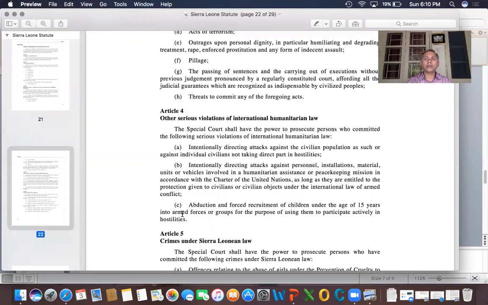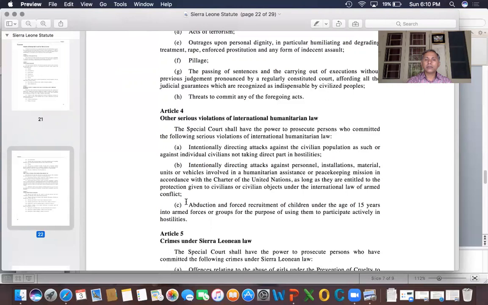of the means and methods of warfare. You'll find that here it is mentioned that if somebody intentionally directs attack against civilian population as such, or against individual civilians not taking active direct part in hostilities, or someone intentionally directing attacks against personnel, installations, materials, vehicles involved in humanitarian assistance or peacekeeping mission in accordance with the Charter of UN, then it may be serious violation of IHL.